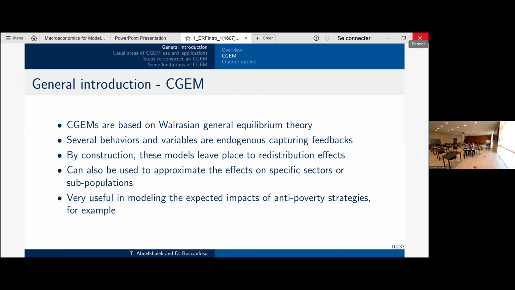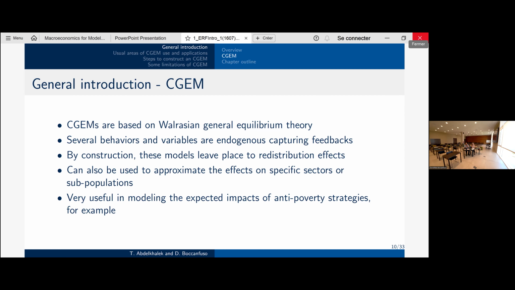In the name, we have CGE: it's a general equilibrium, and it's computable. What we have in a CGE model is a theoretical general equilibrium from Walrasian theory, but we can extend it to a computable general equilibrium. And in this model, we have to model several behaviors, and we have to manage variables, many endogenous variables.